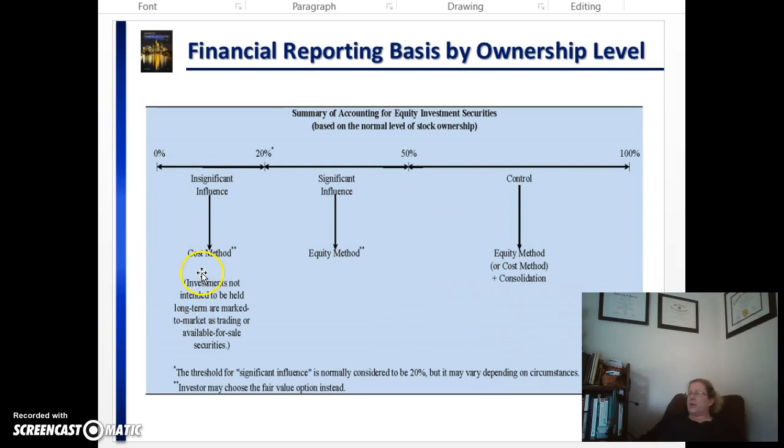And so just a couple of other things to note. The threshold for significant influence is normally considered to be 20%. However, it can vary depending on the circumstances. So it's always important to consider each individual case. And then lastly, under insignificant influence and significant influence, you'll notice here the cost method is used for insignificant influence and the equity method is used for significant influence. However, the investor can choose the fair value option instead.